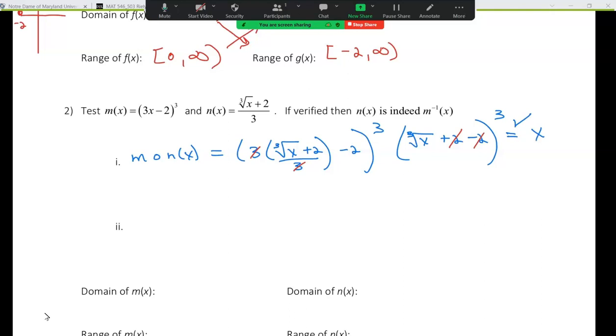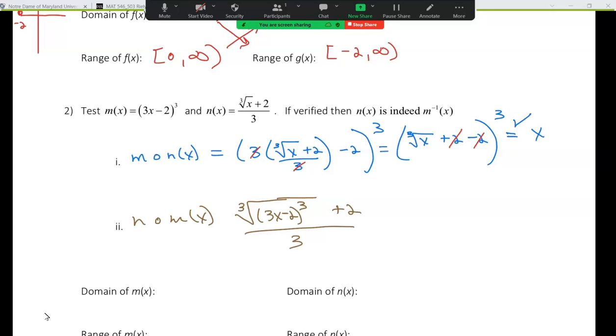Okay, let's go the other way. Now I want to do n of m of x. Start out with the n function. I have a cube root, but the second I try to write the x, I'm going to instead write in the other function, and that's going to be cubed, right? And then plus 2 over 3. So what happens next?